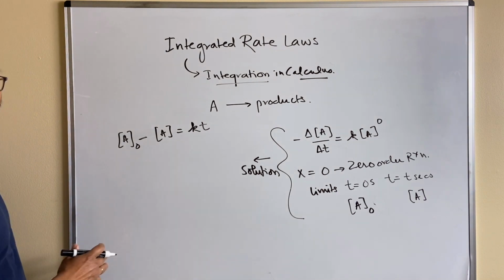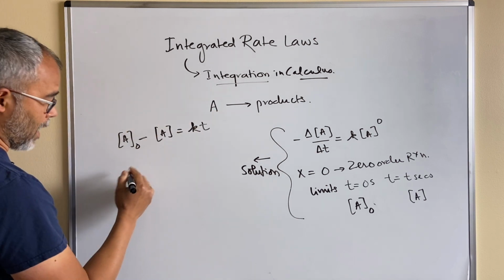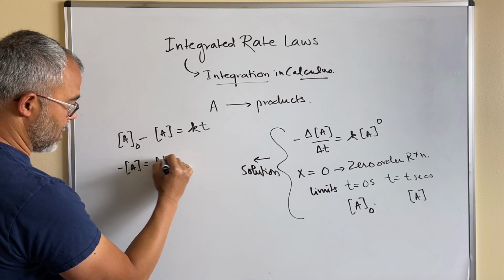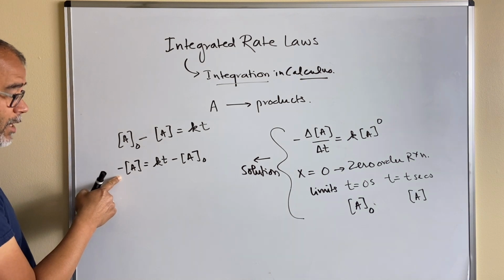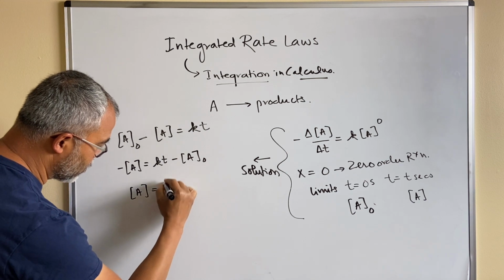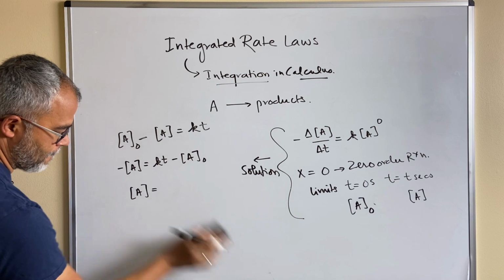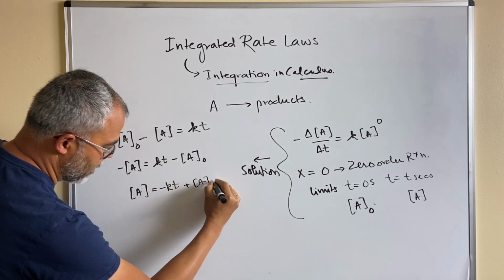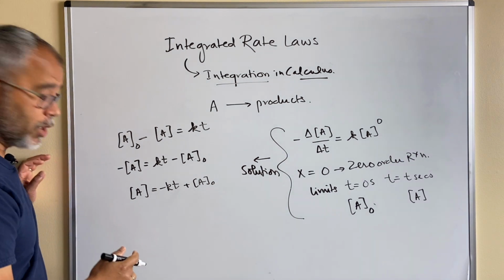Okay, now if we rearrange this, and we take the A naught and we put it that side, we get minus A is equal to KT minus A naught. And let's go ahead and get rid of the negative sign, so flip the sign of everything. That would give us A is equal to minus KT plus A naught.